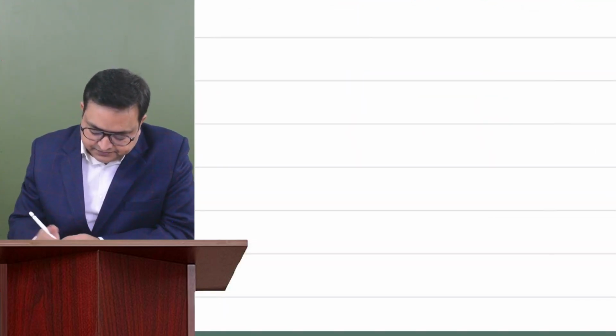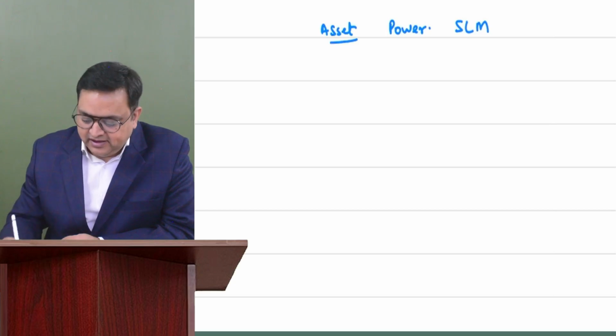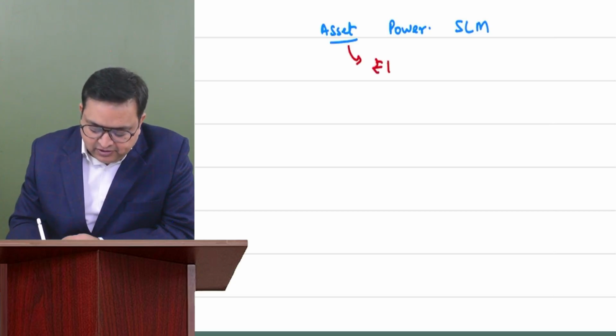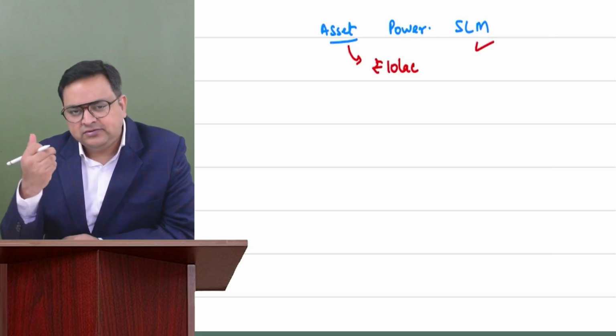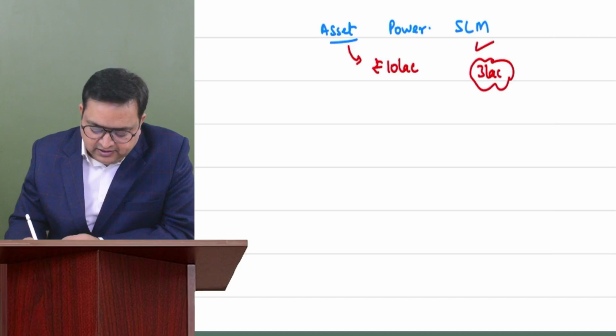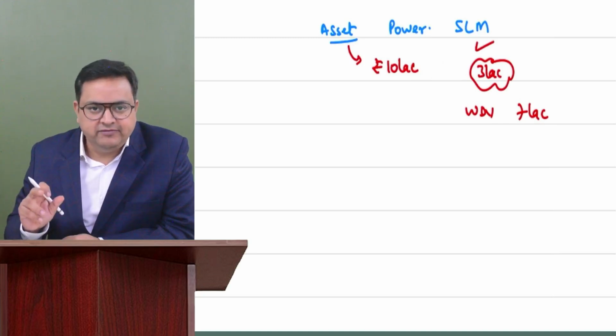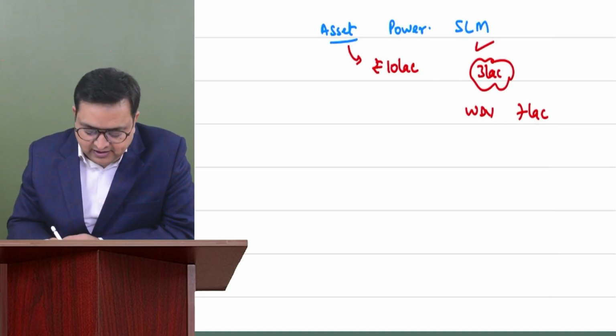So let's say there is an asset which was purchased by a power generating unit and they were charging depreciation on SLM basis. Let's say they have purchased an asset originally for 10 lakh rupees, and as of now, in 3 years, let's say they have charged 3 lakh rupees of depreciation already. So now the WDV of this asset is how much? 7 lakh. Got it? 10 minus 3, 7 lakh is the WDV. Now in the fourth year, they are selling it.